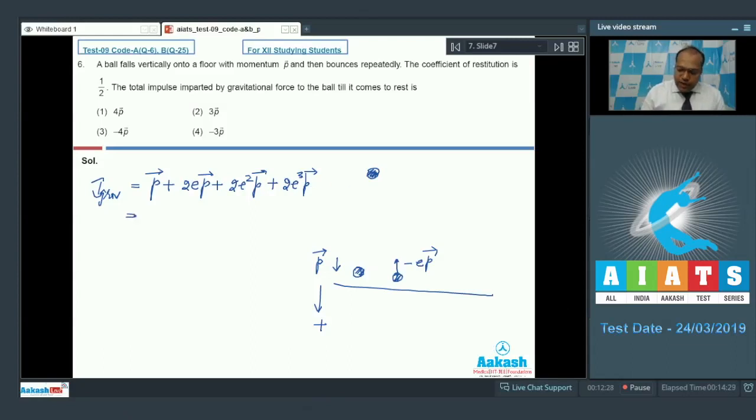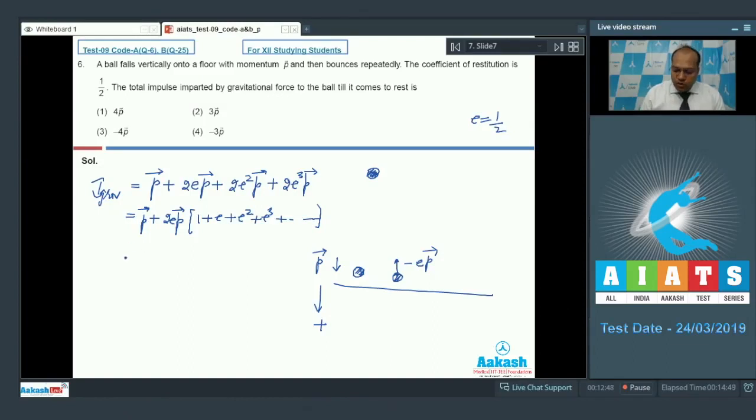So if I add all this, then it can be written as p vector plus 2e into p vector, then 1 plus e plus e square plus e cube and so on, and the value of e is given in the question, that is half.